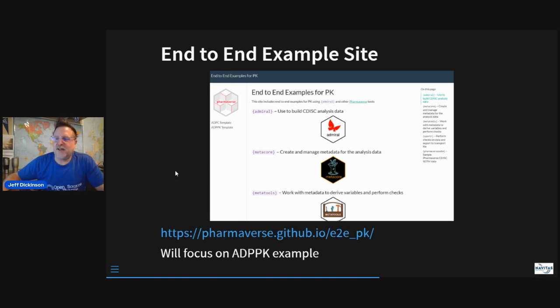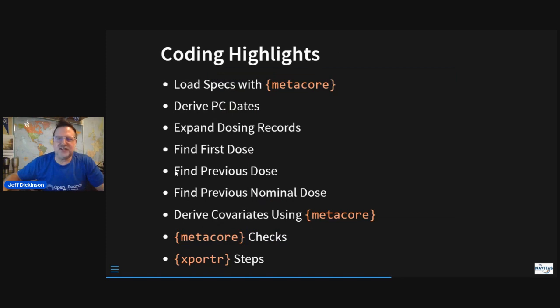So I set up an end-to-end example site, and there'll be a link to this. I'll share it later. And I'll focus on the ADPPK example here. So just some quick coding highlights. We'll load specs. We'll derive dates. We'll expand dosing records, find the first dose, find the previous dose, find the previous nominal dose. We'll derive our covariates using metacore. We'll do some checks with metacore and then xportr.